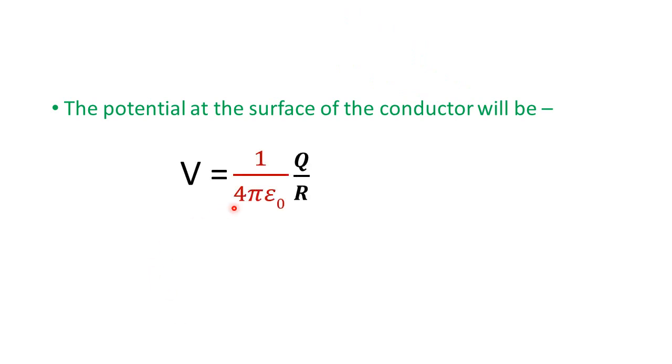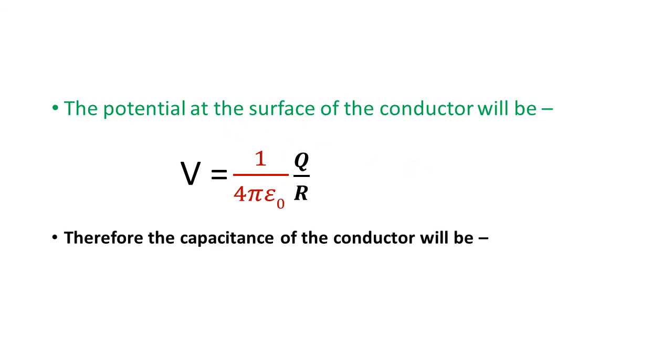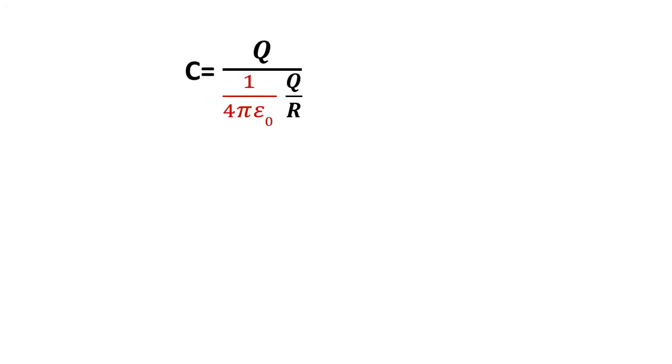How much will be the potential on the surface of that spherical conductor? V is equal to 1 by 4 pi epsilon naught Q by R. The conductor is placed in free space. So capacitance is charge supplied by potential raised. Q by V is equal to C. Put in the value of V. We get C is equal to 4 pi epsilon naught R. This is the capacitance of that spherical conductor.